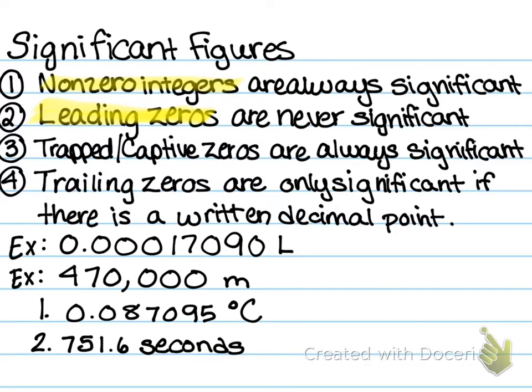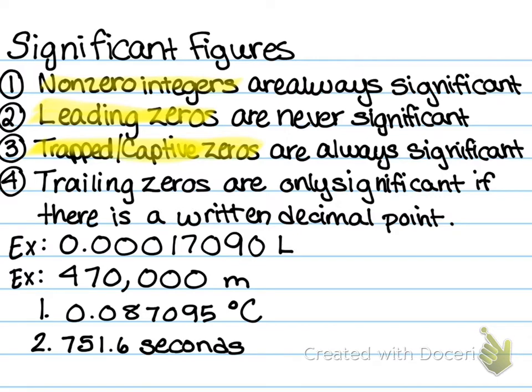We can also have trapped or captive zeros, which are always significant. These are zeros that are trapped between two digits that are not zeros. So, for example, if we had 802, the 0 in the 802 would be between the 8 and the 2, which means that it is going to be a significant figure.